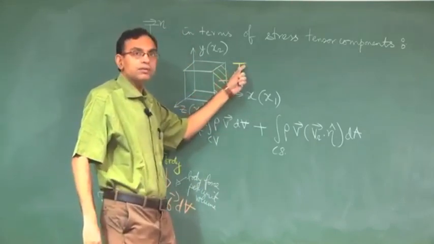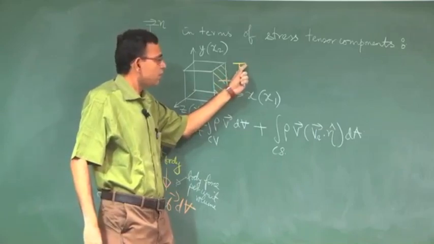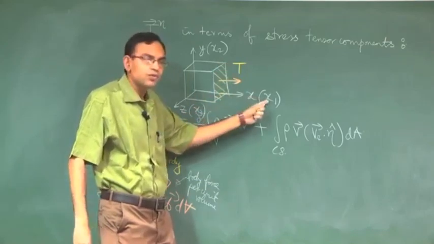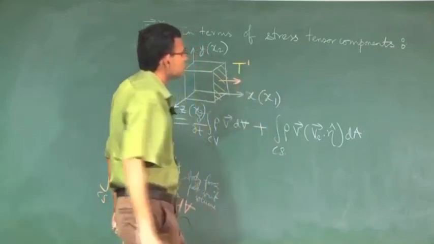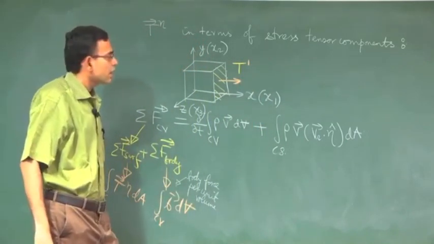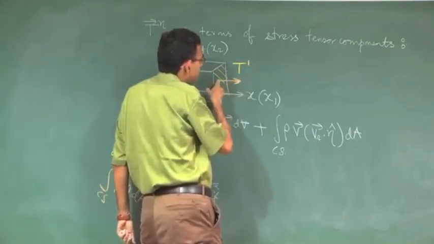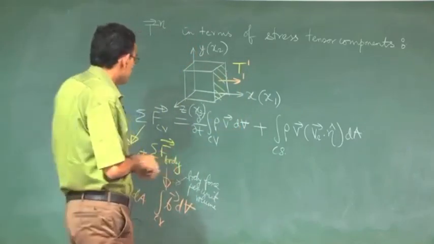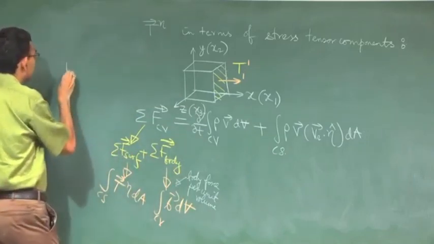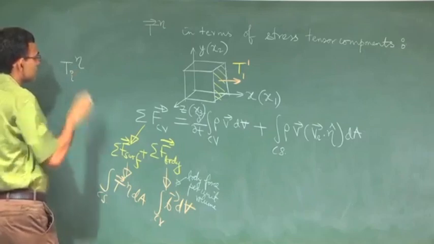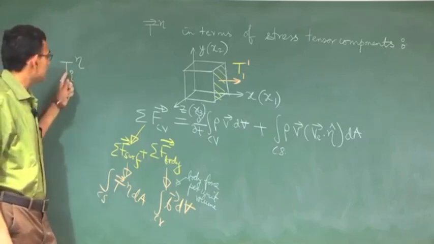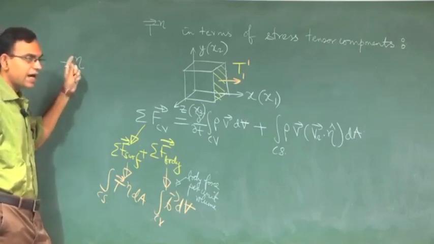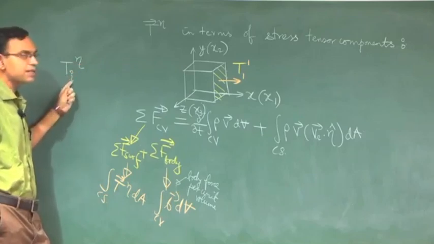What is the normal of this surface? The normal of this surface is x1 direction. So we give 1. And what is the force direction? That is also 1. So we give another 1. So we can write this T, its components with 2 indices, one index to specify the direction of the area, another index to specify the direction of the force.